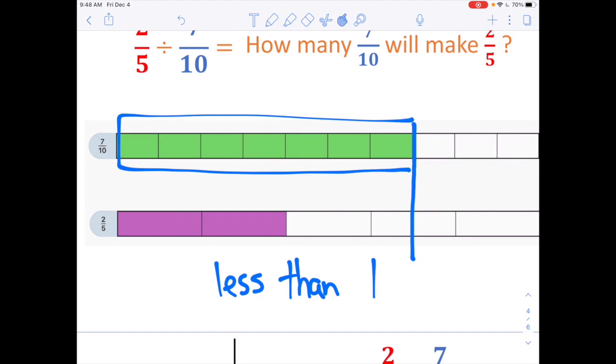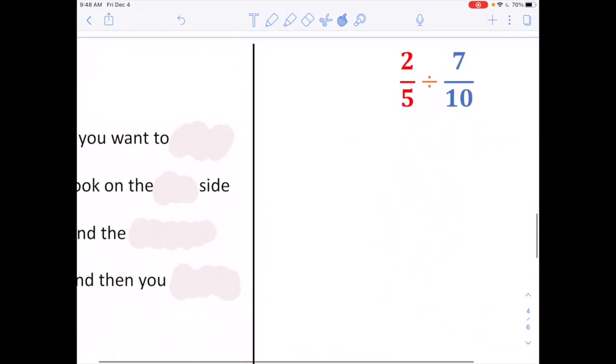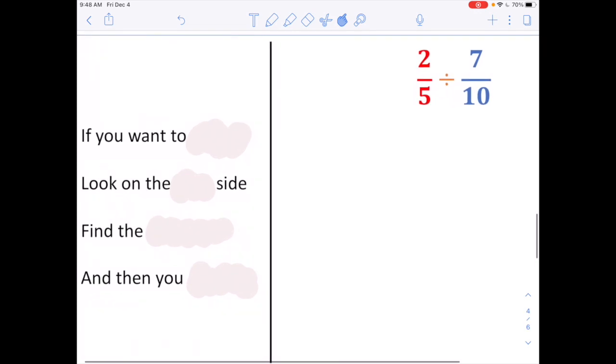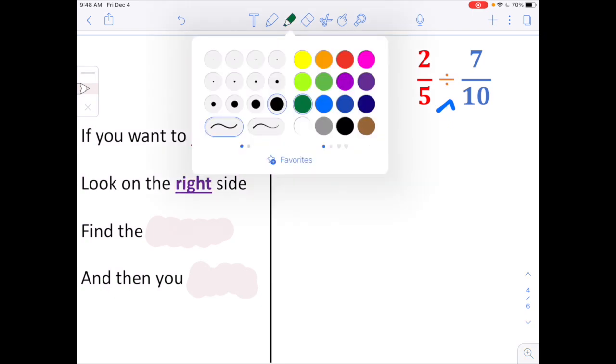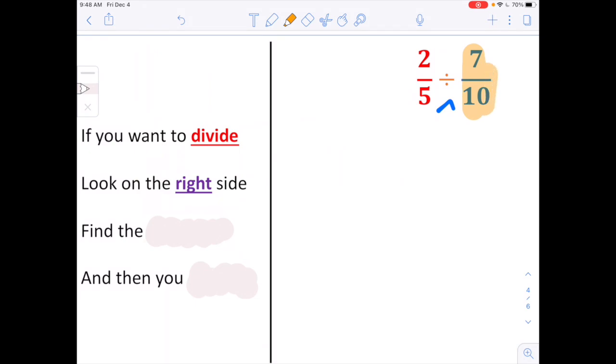All right, so let's try it out. Same thing, we're going to do those steps. If you want to divide, I'm going to just double check. Yep, there's a division sign in between 2/5 and 7/10. All right, so I can keep on going with my song. Look on the right side. Grab a different color. So 7/10 is on the right side.